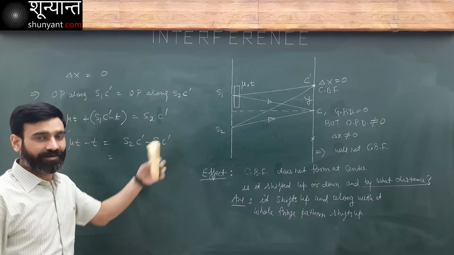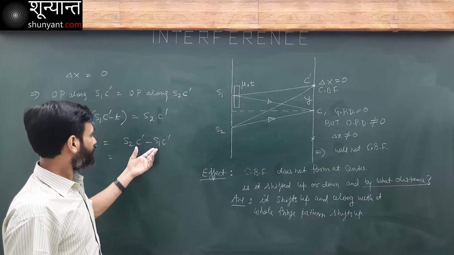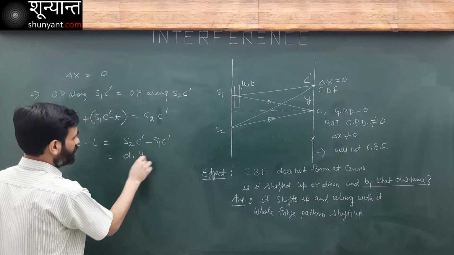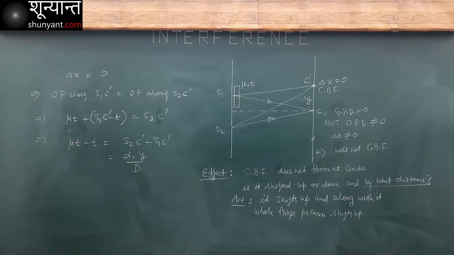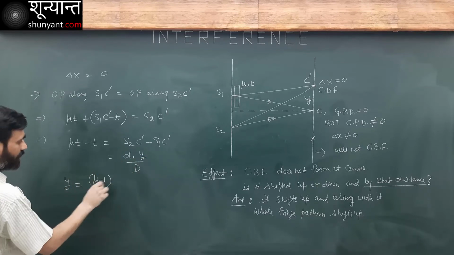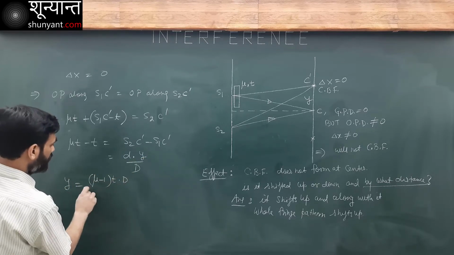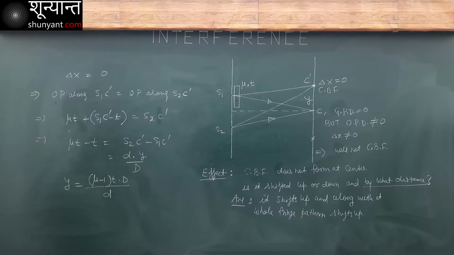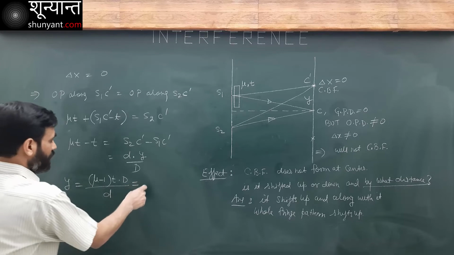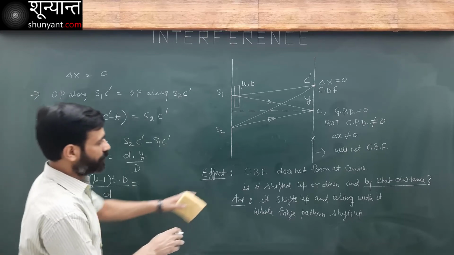Now, this is a standard relation. I know it already. It is equal to d into y over D. So this y is equal to (mu minus 1) into T into D over d. Or you can change it into a different form using this relation. Do you understand this?